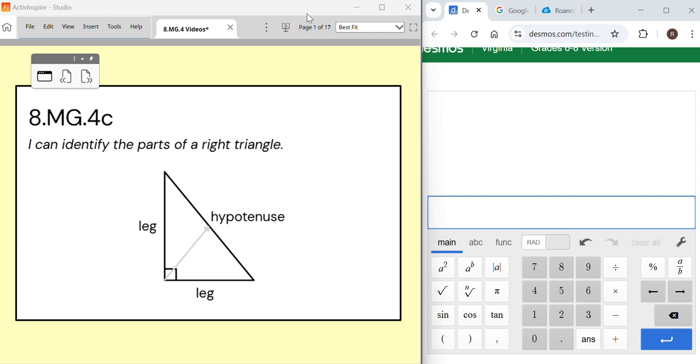Identify the parts of a right triangle. A right triangle has a 90-degree angle in a corner that forms two legs. And across from that 90-degree angle, the side that doesn't touch this 90 at all is called the hypotenuse. And it must always be the longest side.